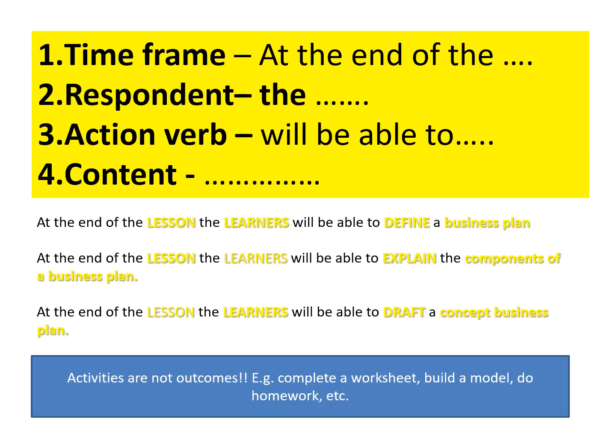So if we look at our example again, defining and explaining is lower level thinking, and drafting a concept business plan is higher level thinking. So the older your learners get, the more you are going to move towards higher level thinking and the less towards just lower level thinking, which is memorizing and explaining.